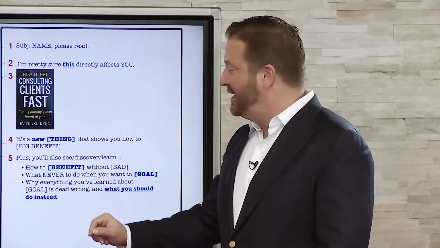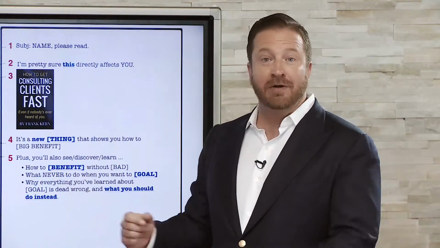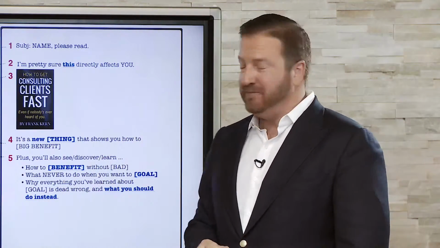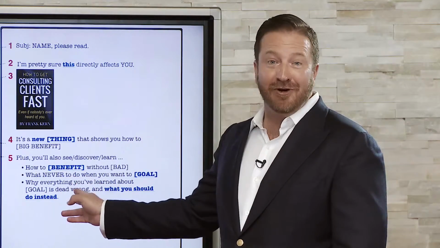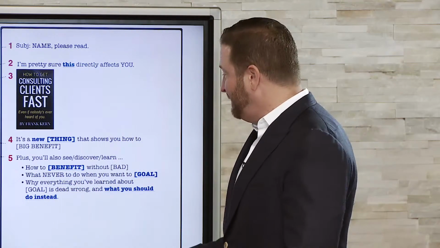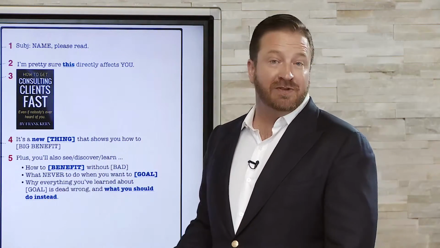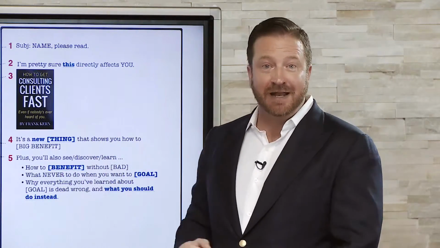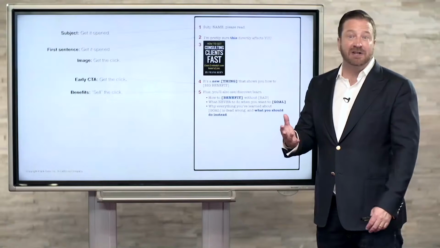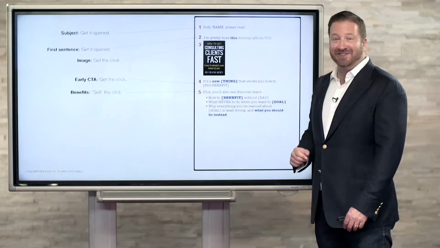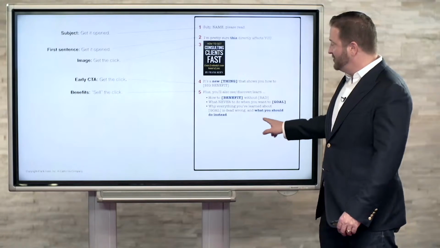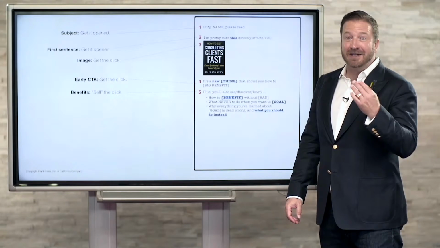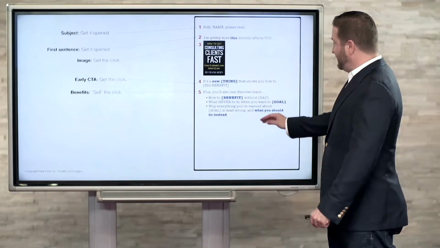The other formula is why everything you've learned about desire is dead wrong and what you should do instead, right? So this might say why everything you've learned about cooking with tomatoes is dead wrong and what you should do instead. Or what everything you've learned about picking fresh ingredients is wrong and what you should do instead. Or what everything you've learned about making gazpacho soup is wrong and what you should do instead. And of course, what you should do instead invokes curiosity, and therefore it's a very sticky, clicky phrase. So we would make this clickable.